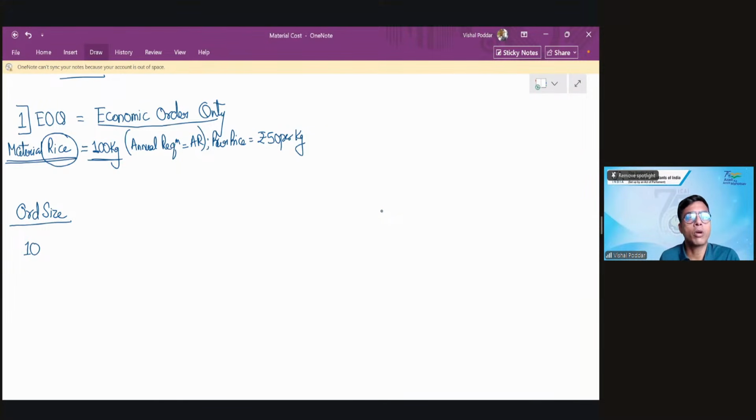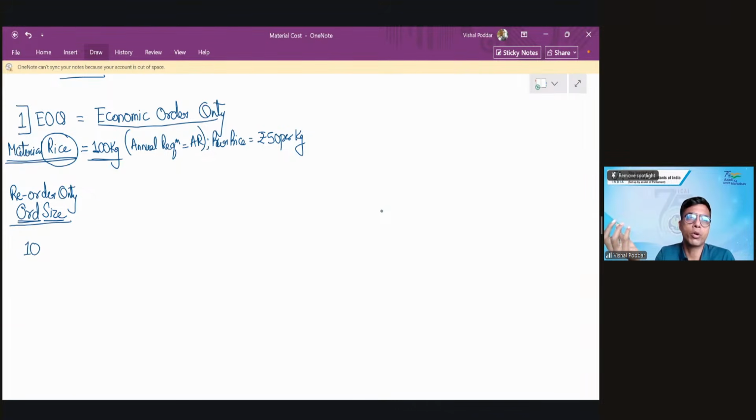This is what is called my order size, or technically it is called my reorder quantity. Understand these names. They appear to be technical, but they are not. Every time you are going to place an order with the shopkeeper, of how much? 10 kgs.